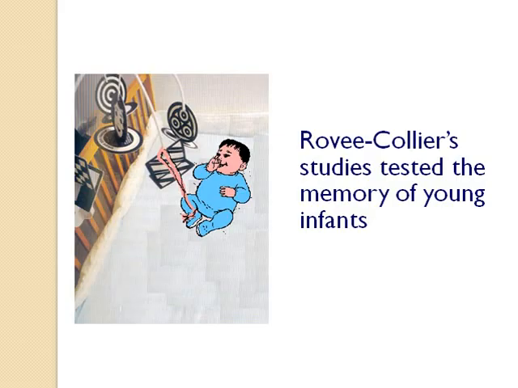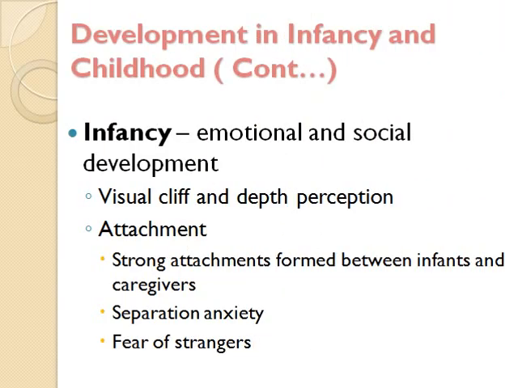In infancy, you find two main developmental stages, the emotional and social developmental stages, where visual cliff and depth perception are given more importance. The child starts giving importance to the outside world. As a result, strong attachments are formed between infants and caregivers. The child also has certain anxieties and fears.